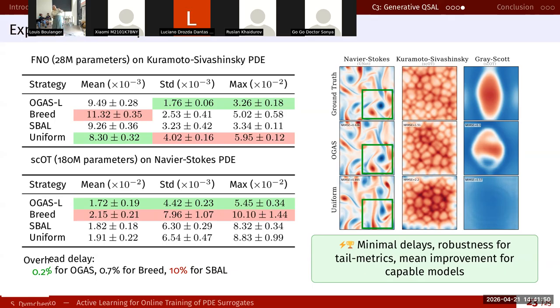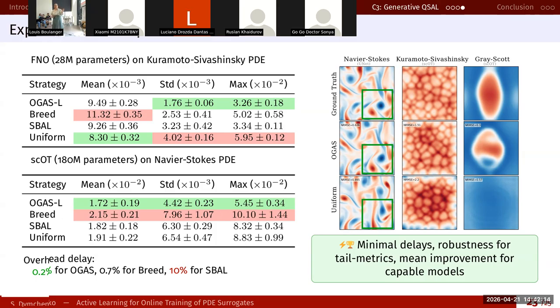On the right, you can see visually what is the effect of the active learning, in this case OGAS, on the surrogate predictions. You can see in the first row the ground truth states from the solver. In the middle row is OGAS, and the bottom is the uniform. In the first column, there are the results for Navier-Stokes.